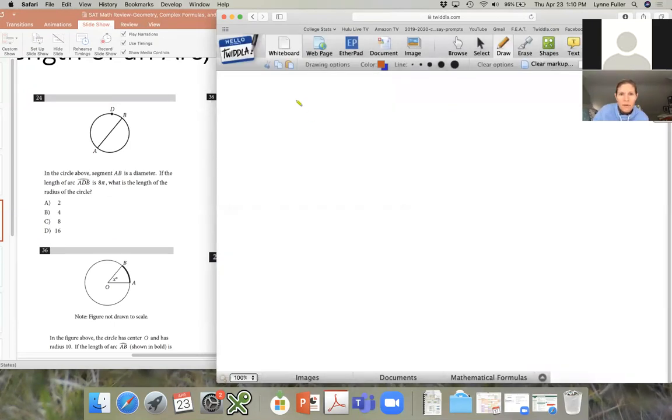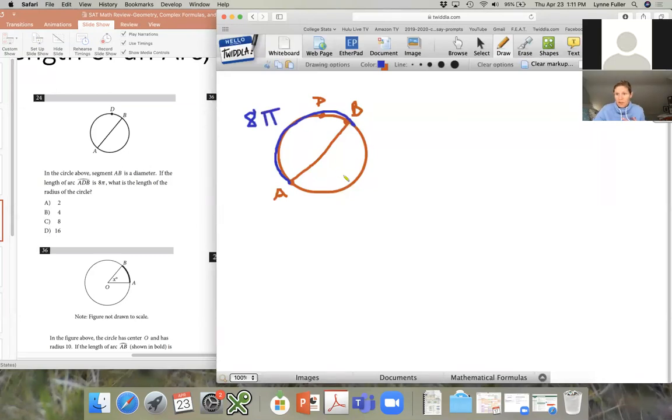All right, so 24, here we have a circle. I actually know that I can draw a shape using what they have, so a little cheater there. Okay, here, this is D. Here is B, and over here is A, and I'm going to do my best to connect this in a straight-ish line. Going from A to B, they say is the diameter. Yep, it goes straight through the center. If the length of ADB, so going this direction around the circle, is 8 pi, everyone should be feeling, oh wow, that's half the circle, good.